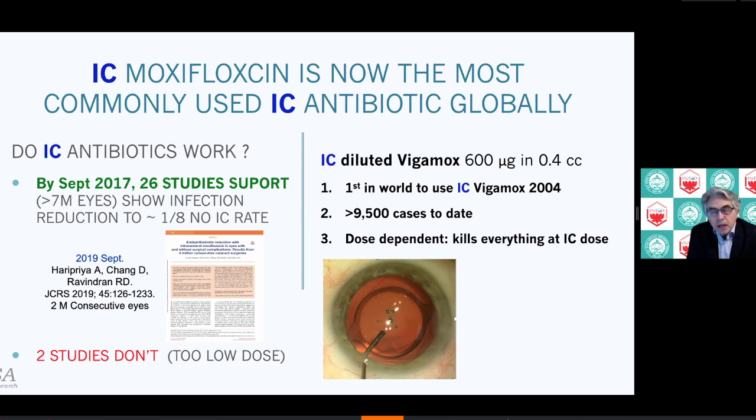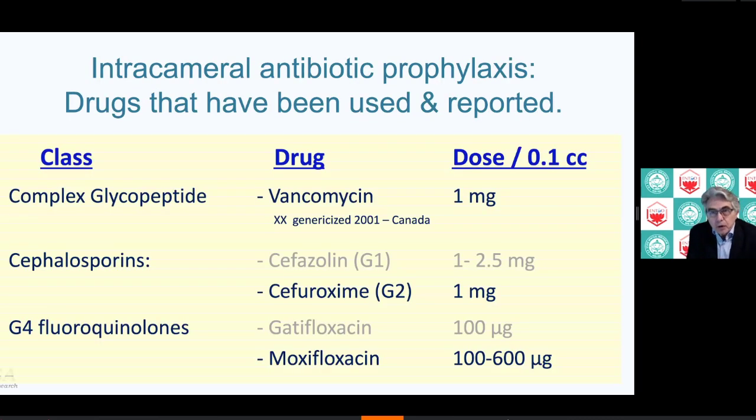Only two studies ever showed or didn't show conclusively that intracameral antibiotics were effective. Both of those two studies were done in Japan, and both used too low a dose to be effective. So I have used my diluted solution since 2004 and done 9,500 cases. And I like this drug very much because it kills really everything that we're exposed to at the dose we use intracamerally.